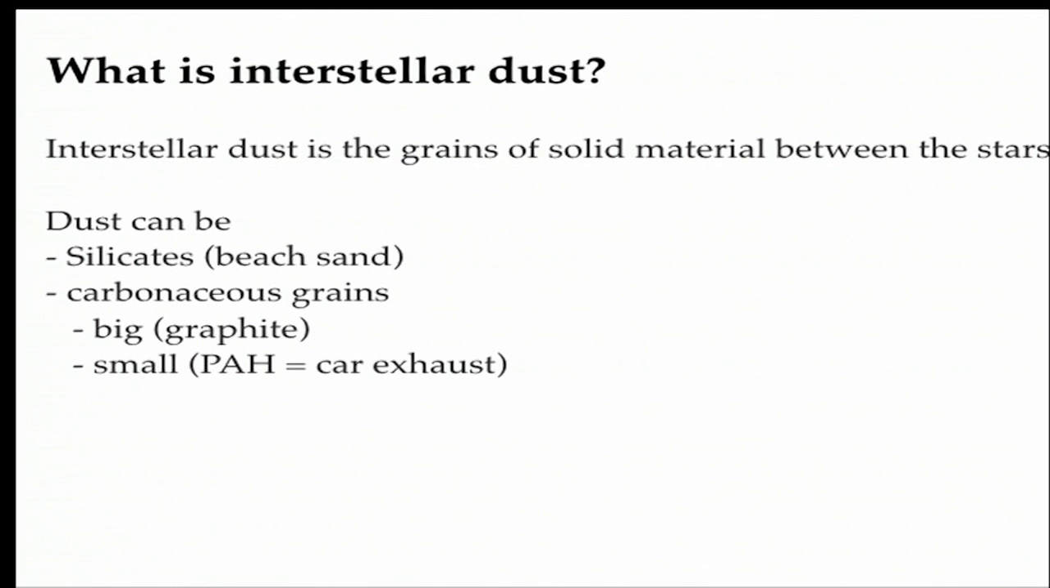It's not just empty space. It's not just a little bit of hydrogen and helium. There's actual material. It can be things like silicates, like beach sand, or carbonaceous grains. On the big end, we call those graphite, just a slangy kind of way. On the small end, we call them PAHs, polycyclic aromatic hydrocarbons, and those are a lot like car exhaust.